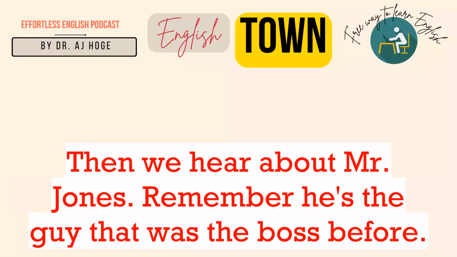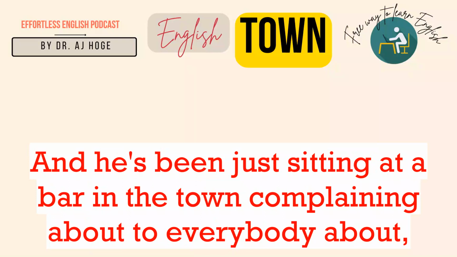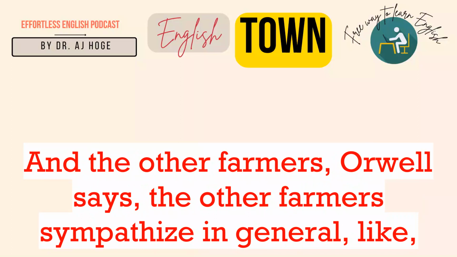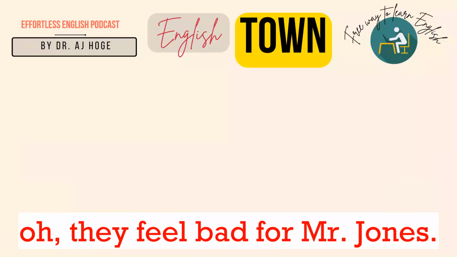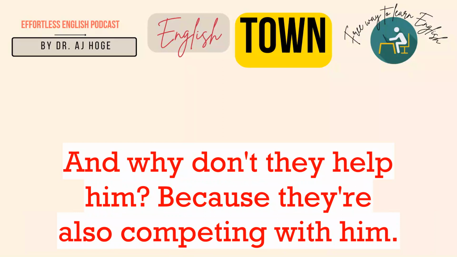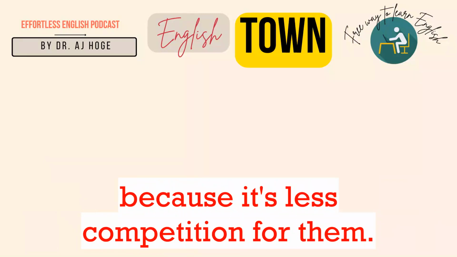Then we hear about Mr. Jones. Remember, he's the guy that was the boss before, right? He's the top human that they kicked out. And he's been just sitting at a bar in the town, complaining to everybody about, oh, he's suffering, it's not fair, the animals kicked him off his land. And the other farmers, Orwell says, the other farmers sympathize in general, like, oh, they feel bad for Mr. Jones, but they don't really help him. And why don't they help him? Because they're also competing with him. So in some ways, the other farmers are a little bit happy that he's suffering because it's less competition for them.